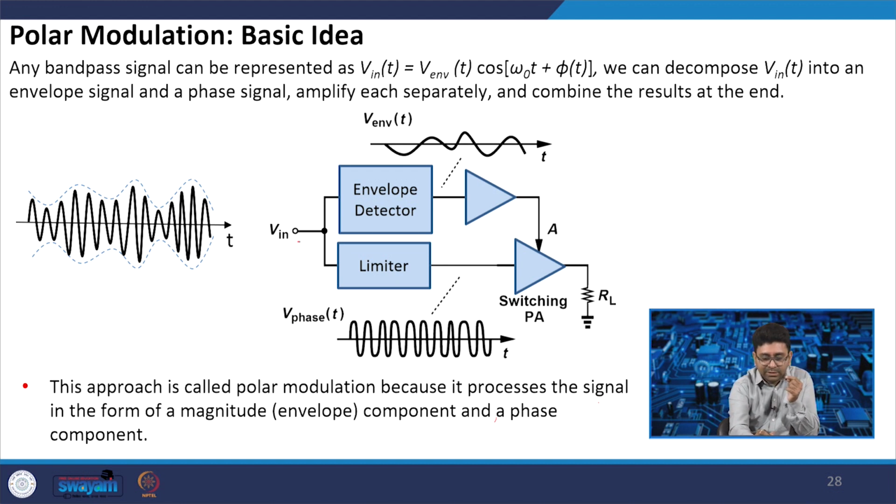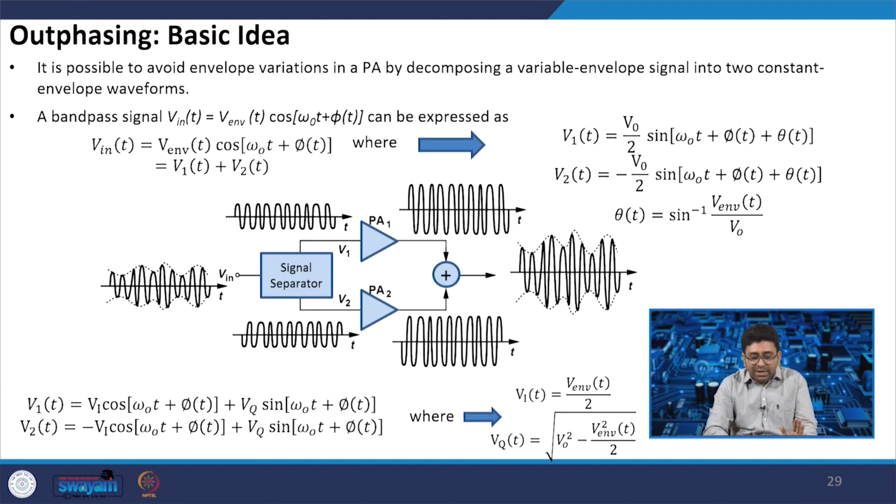So, this is the input, where the envelope detector output is applied to the switching PA, and this is the phase which will be amplified. So, this is how we can design the polar modulator. And the final method is outphasing. In outphasing, this is the basic idea. We will discuss more about outphasing, and one of the widely used power amplifiers, the Doherty power amplifier, in the next class.